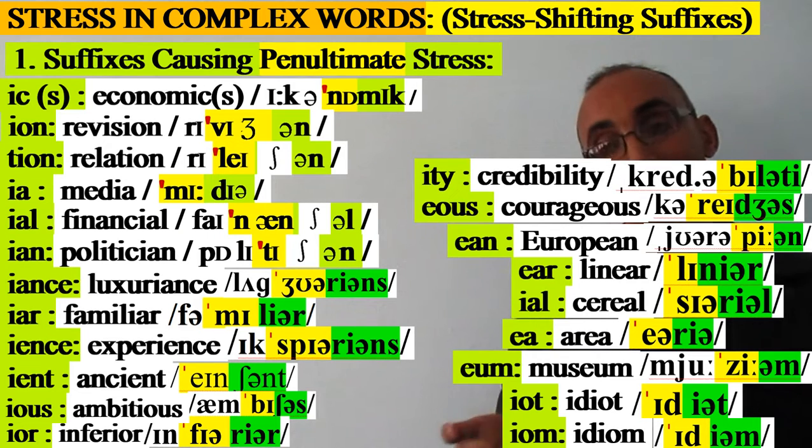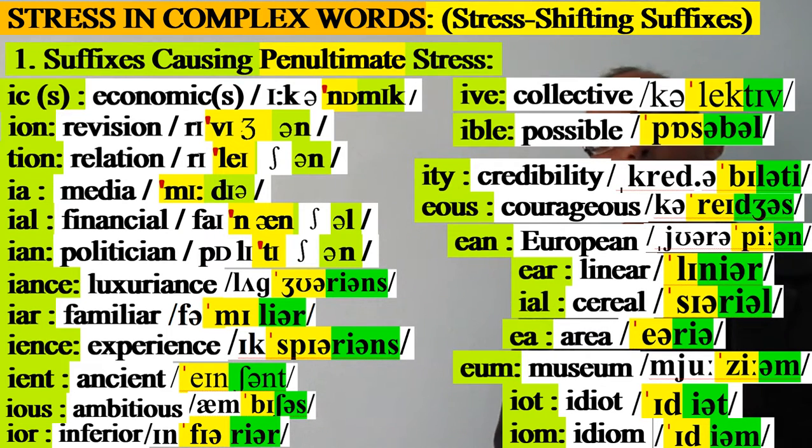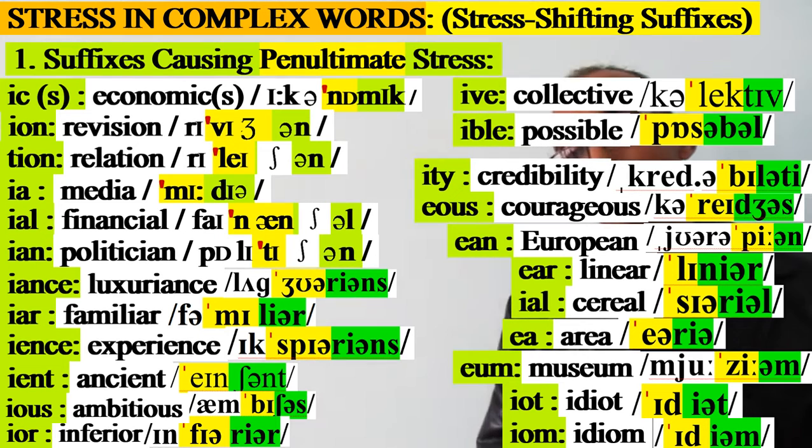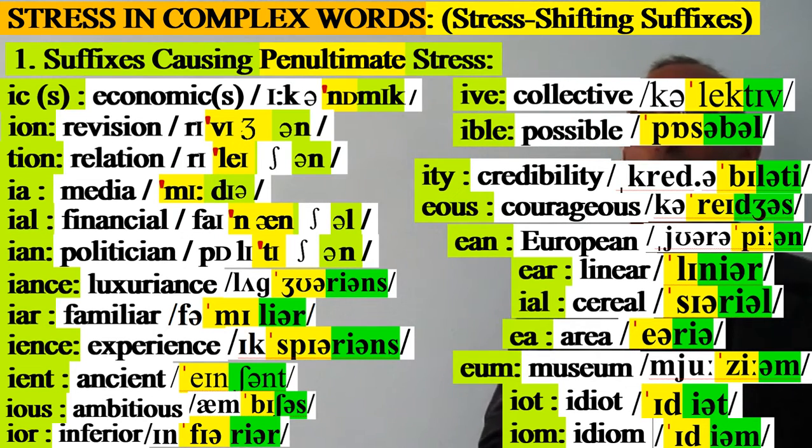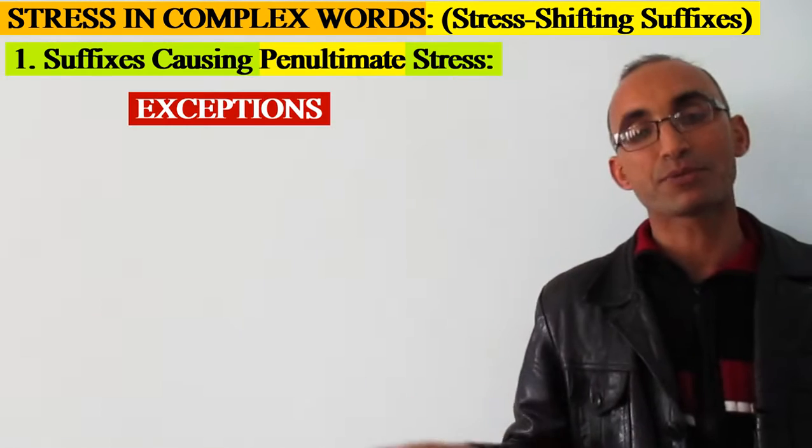Also we can consider iti as one of the suffixes causing penultimate stress. Example, like credibility, so iti is the suffix, and I stress b. Here I stress b as my penultimate syllable.